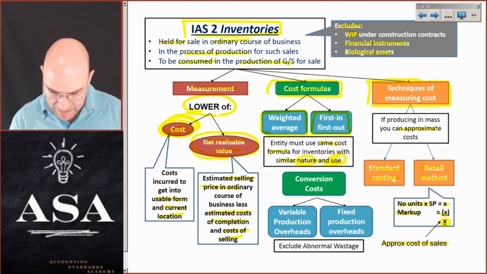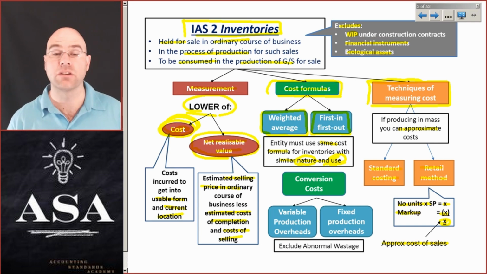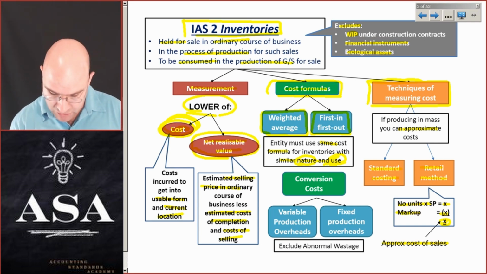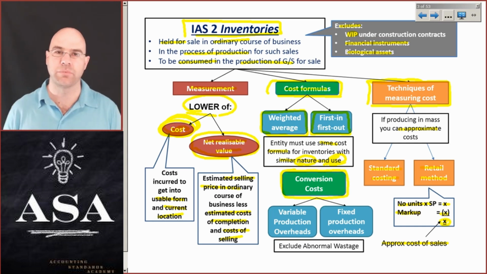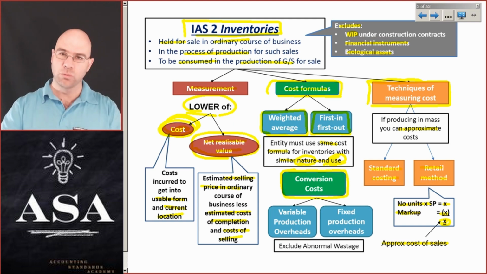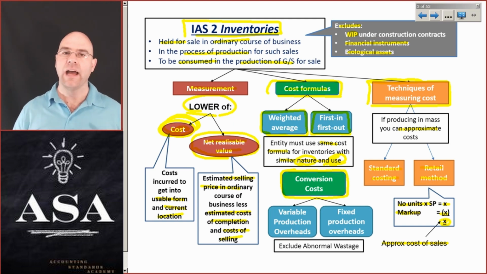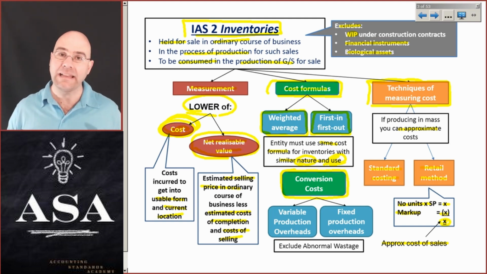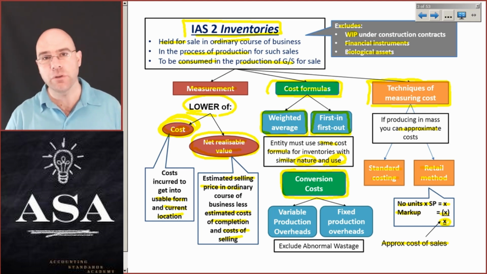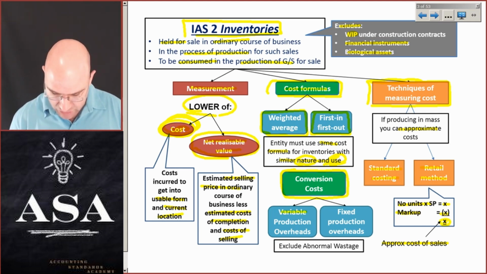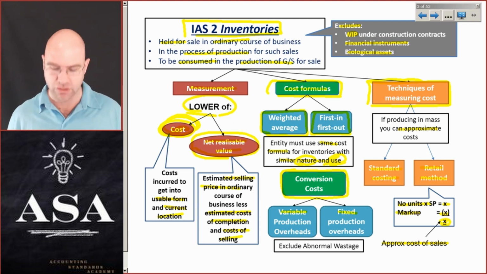Also understand that inside of those cost formulas and the techniques for measuring cost, there will be conversion costs for a manufacturing enterprise. This is where we take the raw material and we apply other indirect materials and labor, as well as overall overhead costs, to get to the cost of inventory.